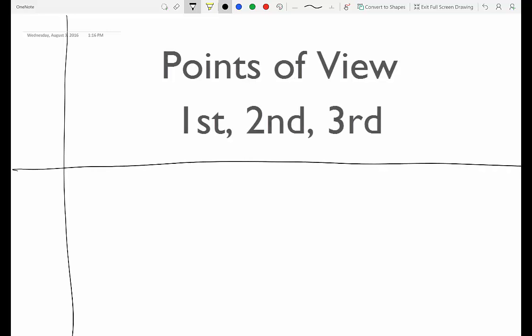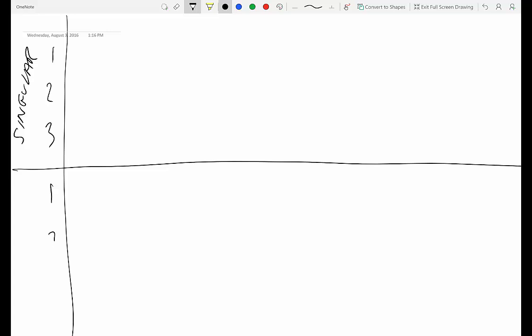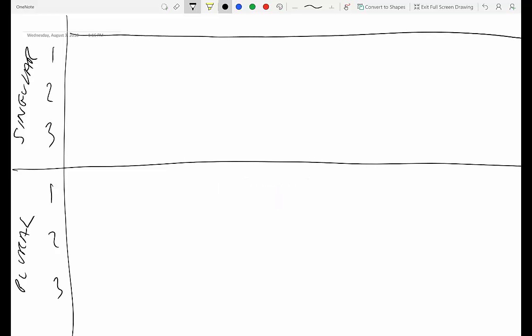Okay, what I'm going to talk to you about today are pronouns, personal pronouns. These are the personal pronouns, and this is the big pronoun chart. I'm going to divide the screen up here to show you first, second, and third person, and these are singular. And we've got first, second, and third person in plural. More than one.